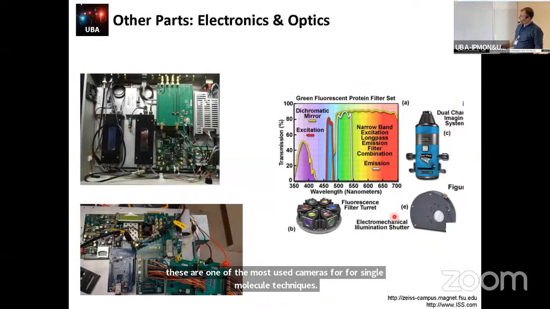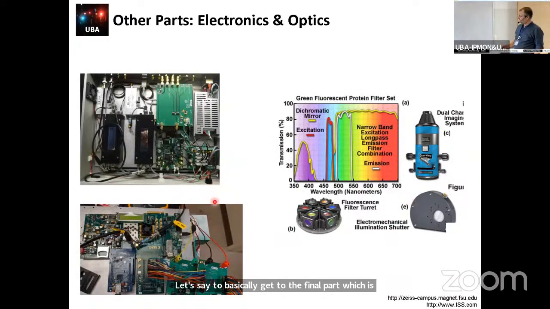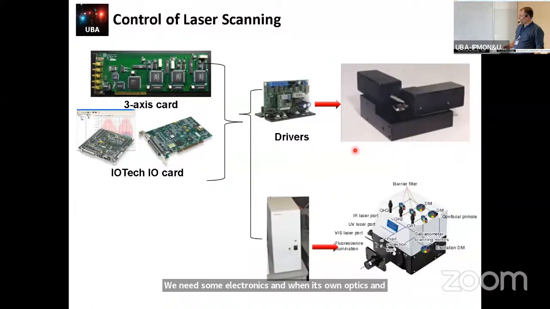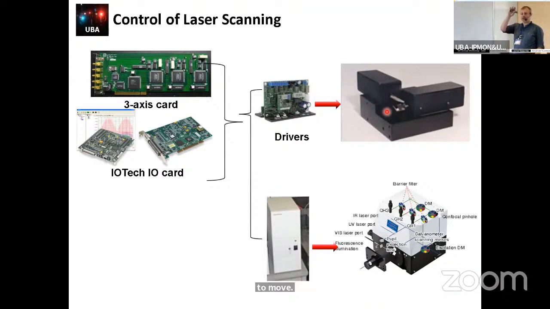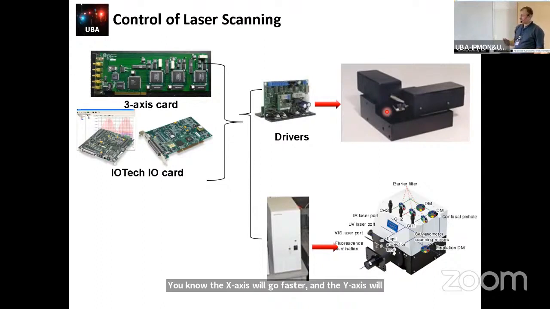To basically get to the final part, which is some other parts that we need for a confocal microscope. We need some electronics, and we need some optics. And basically, I want to cover that to move the scanner, we need electronics that can move the scanner. What we need? Well, we need an interface called a driver that tells the instruction to the scanner to move, the x-axis will go fast and the y-axis will go gradually, going from top to bottom in the image.